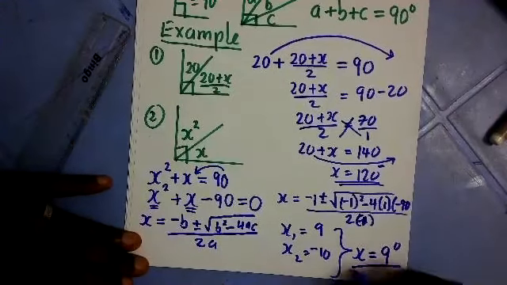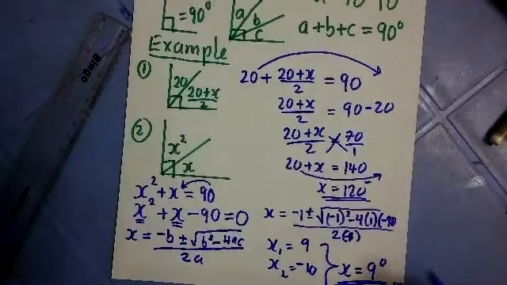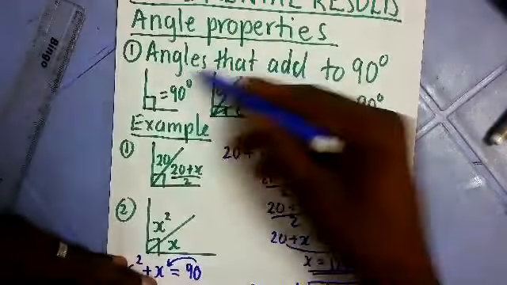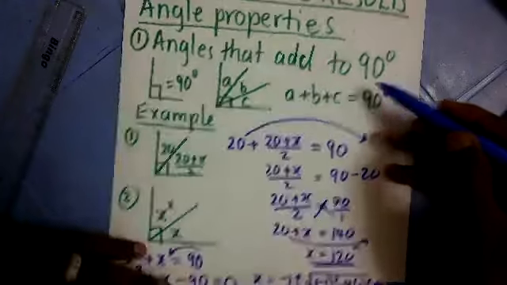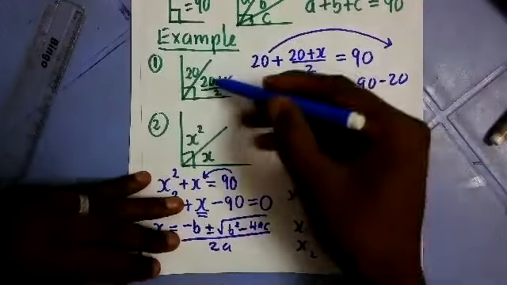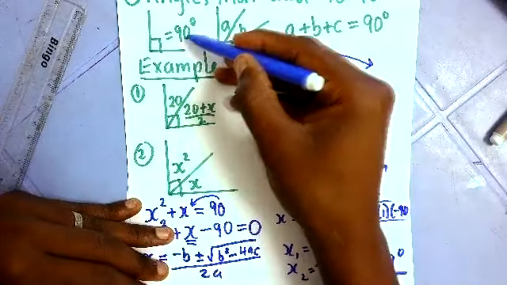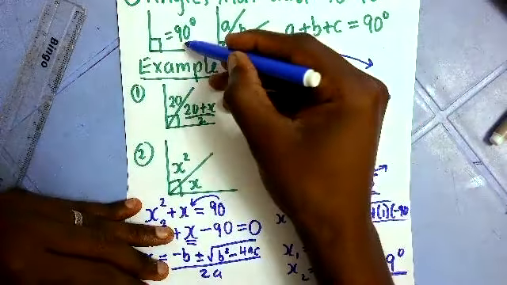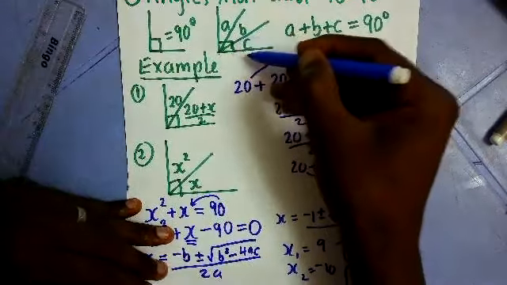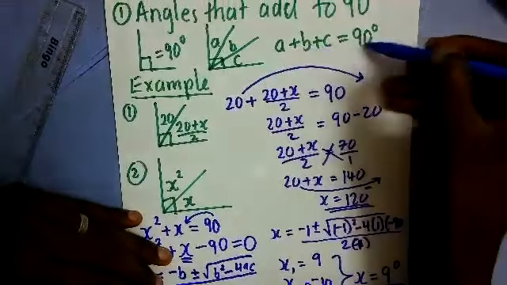So my final answer for x is 9. So this is how we deal with angles that add up to 90 degrees. Remember, we said before that this symbol means right angle, and right angle means 90. So all angles which are around there should be giving us 90.